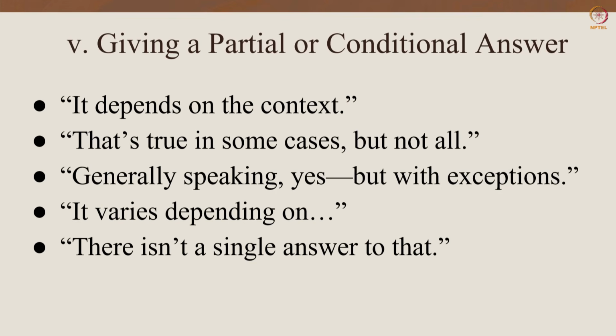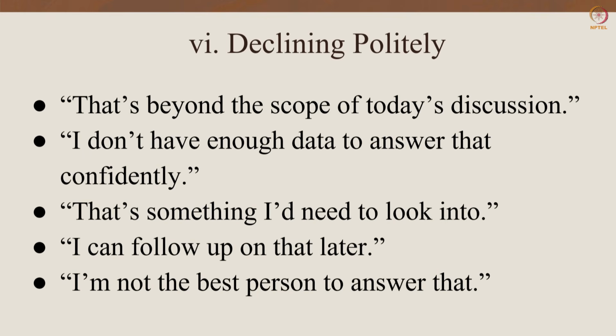Sometimes you may give a partial answer where you do not have the exact response, but because you are a good communicator, not a good fibber, you're not lying here, but you have to be smart. So always give a partial answer, such as, "It depends on the context. That may be true in some cases, but not all. It varies depending on something. There isn't a single answer to that." So those are partial. You are answering, and at the same time you are also evading it in a way. Sometimes that is also needed. You decline politely, but again, you have to be polite. That's the key term here.